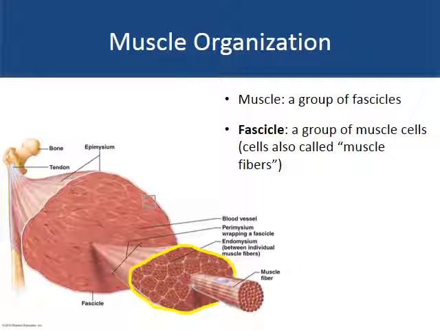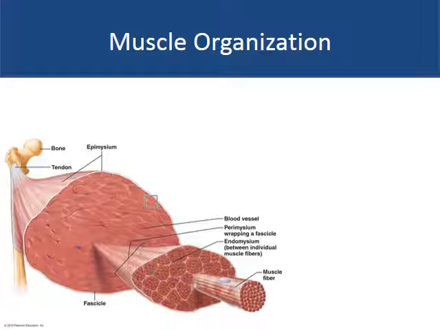Here, one muscle cell is highlighted in red. You may also see muscle cells referred to as muscle fibers because they are so long and thin. Muscles are also surrounded by 3 layers of connective tissue. These are thin sheets of tissue that wrap around different parts of the muscle.